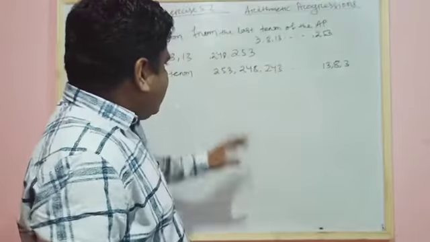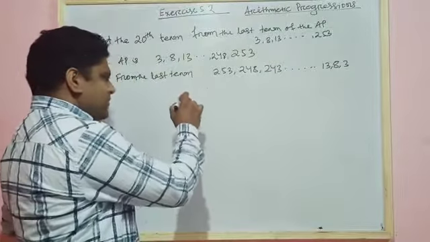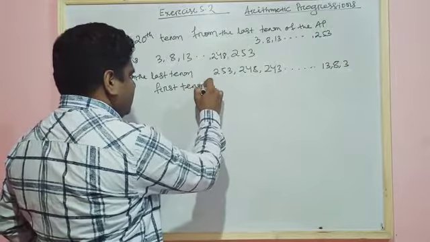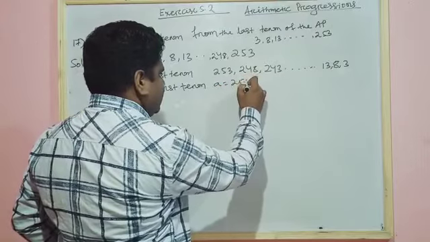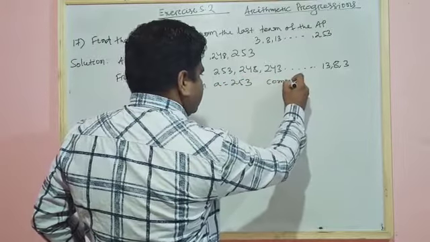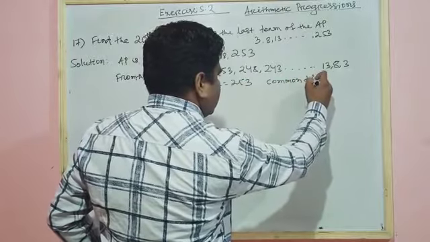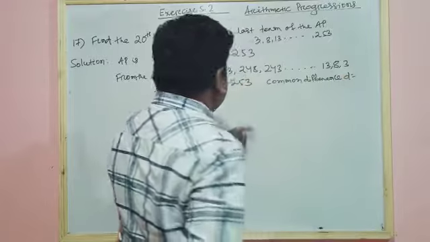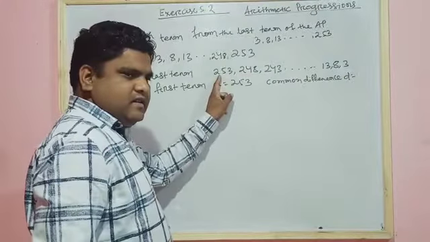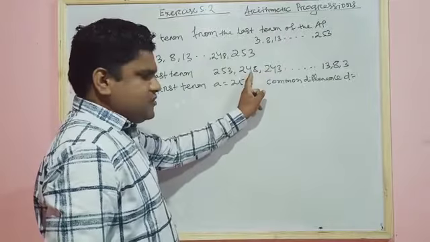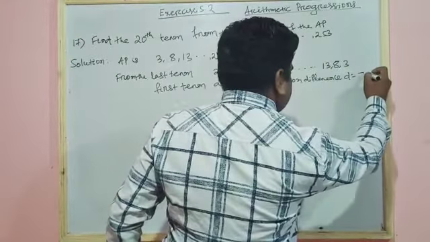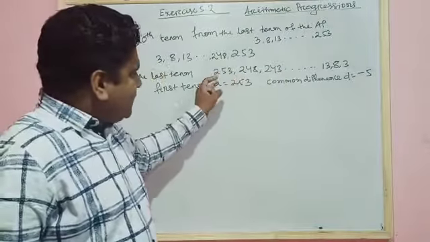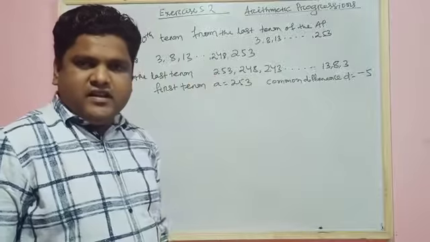So in this case, when we write this AP from the last, the first term a equal to 253, common difference d equal to 248 minus 253, it will be minus 5. 243 minus 248 will also be minus 5. So the common difference when we write this AP from the last term will be minus 5.